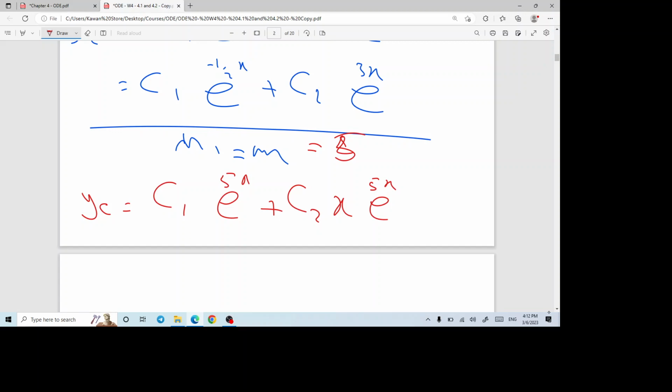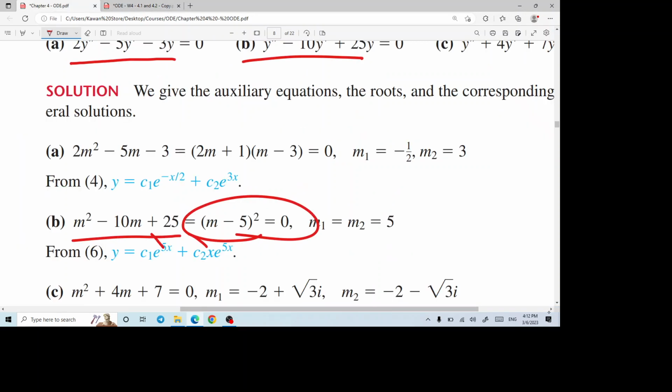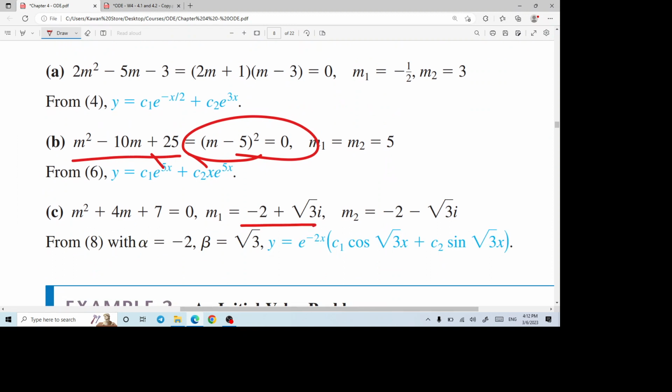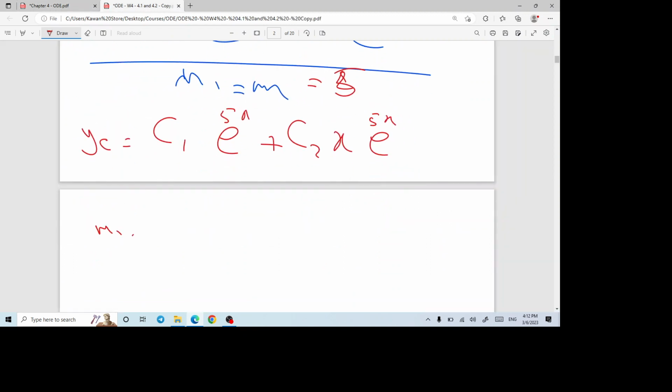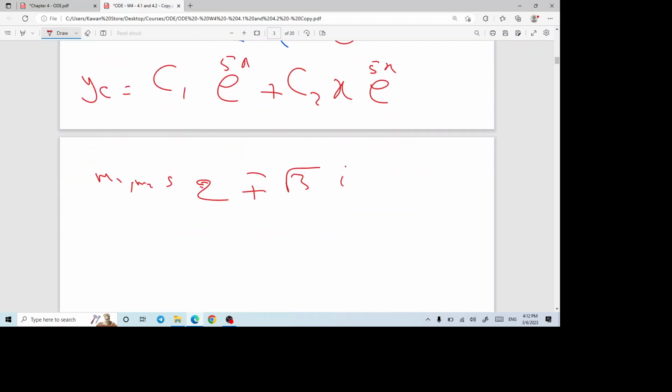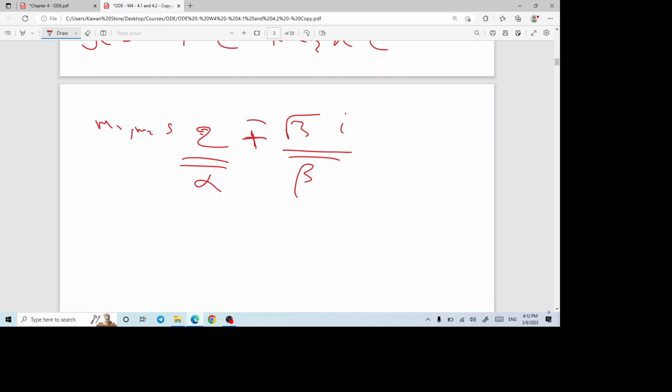Good. Any question? Good. How about if I have a complex root like that? If I have my m1 and m2 equal to 2 plus or minus square root of 3 i. How about that case? How do we solve that one? We see that our solution, we call the real part alpha, and the imaginary part is called beta. Understood?